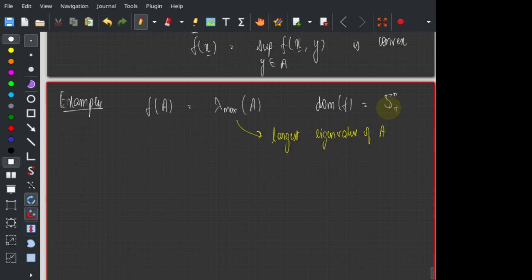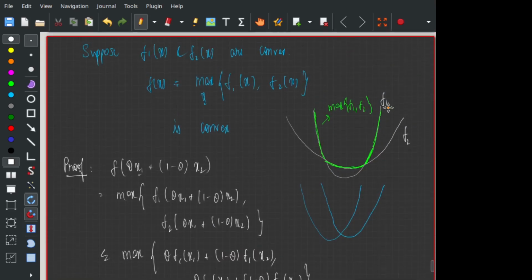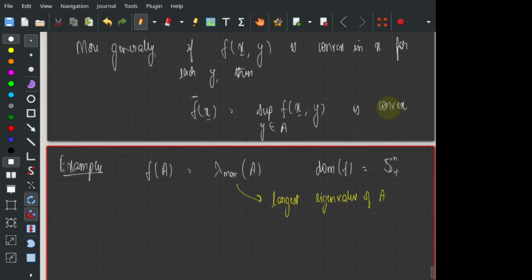Okay. How do I use the properties that I've seen so far? Can we use something else? In fact, I claim that just this property is enough, the supremum. So if I take f of x comma y, where f of x comma y is convex for every single y, then the supremum is also a convex function. Can I express the largest eigenvalue of A as the supremum of some function?